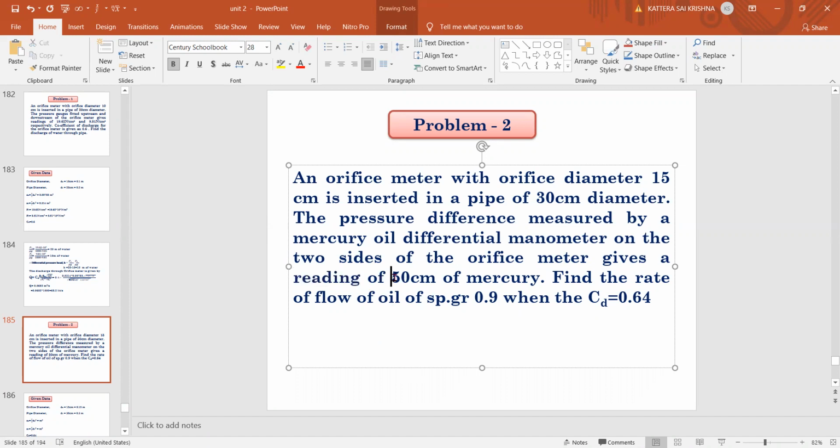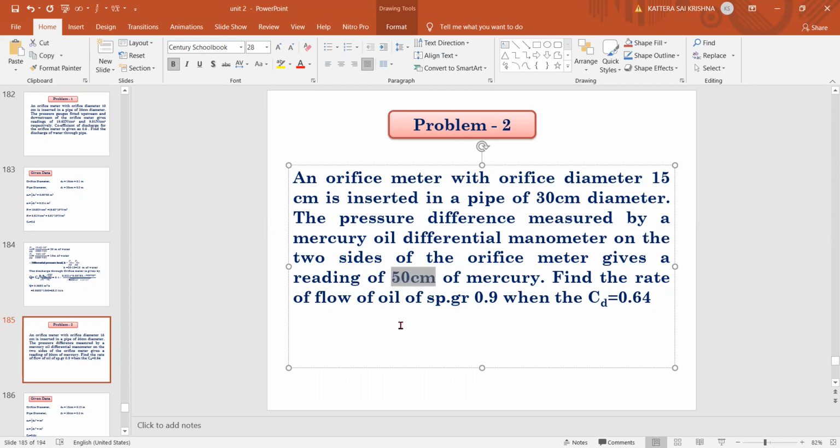Here the term given is X equal to 50 centimeters, which is the difference of mercury level in the differential manometer. Mercury level will be at two levels: in the left limb it will be at the low position, in the right limb at the top position. So the difference between the two levels is given, that is 50 centimeters of mercury. Find the rate of flow of the oil of specific gravity 0.9 when coefficient of discharge is 0.64.